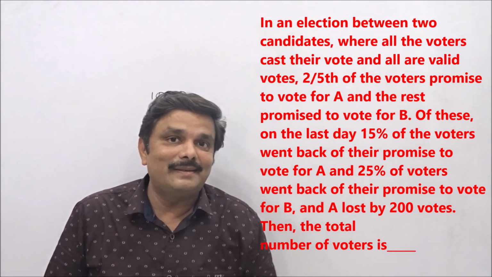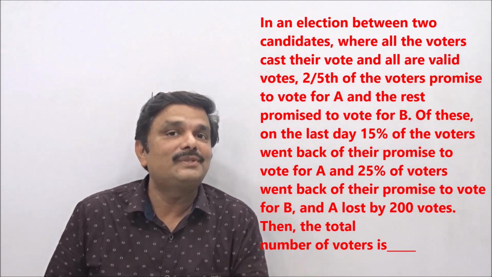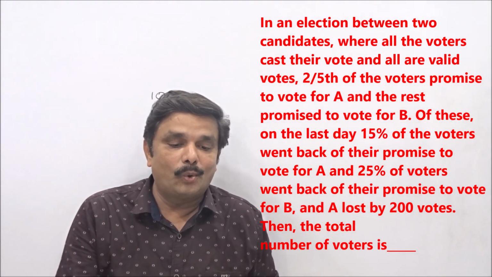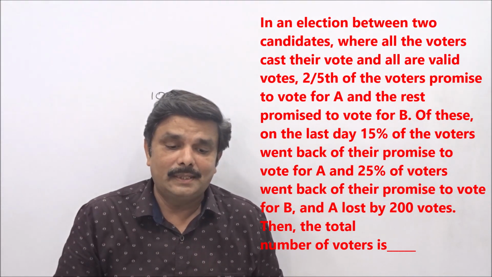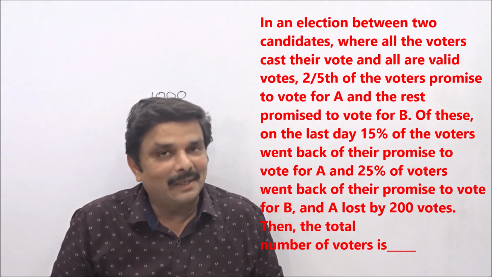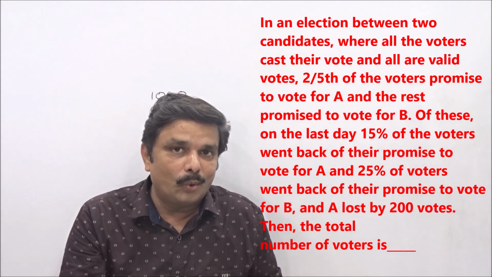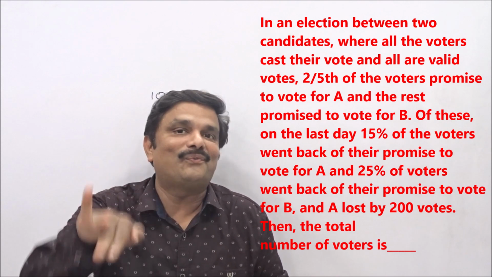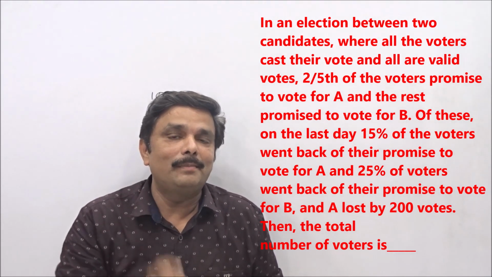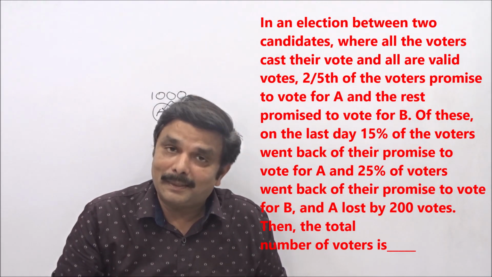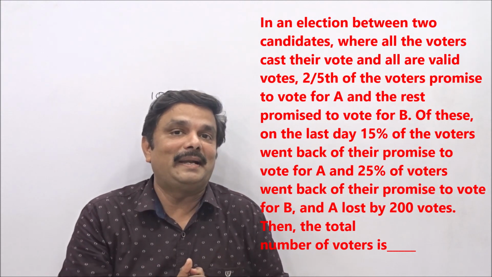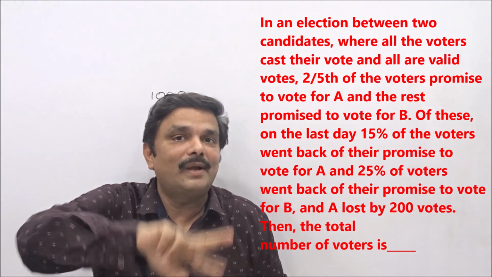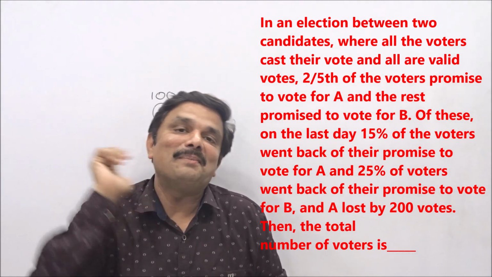But on the last day, some voters have changed their mind. How have they changed their mind? 15% of the voters went back on their promise to vote for A. That means 15% of the voters, 15% of what? Who have promised to vote for A. 15% of them went back on their promise. That means they have breached their commitment. They have not voted for A, but they have voted for B. That is the inner meaning of that.